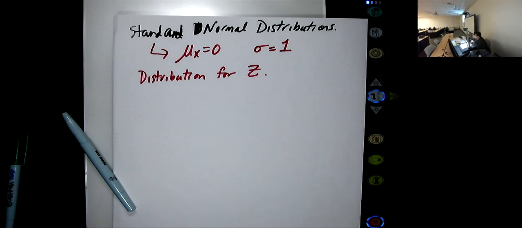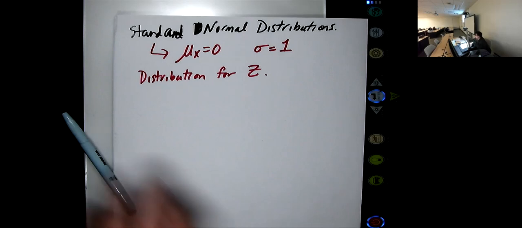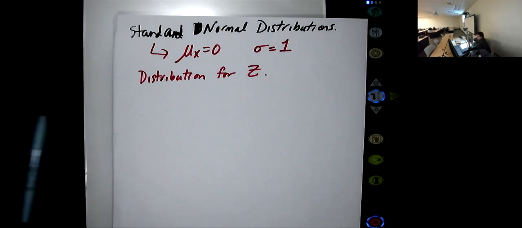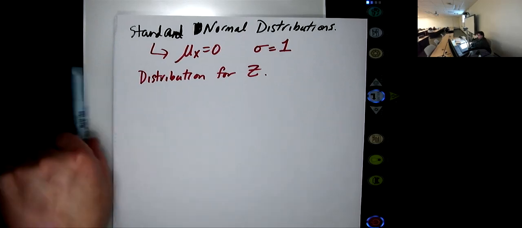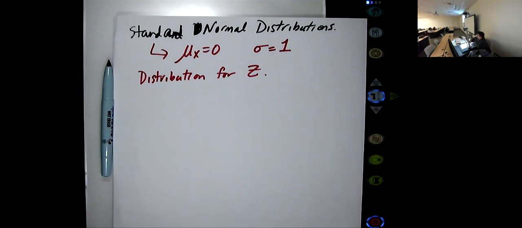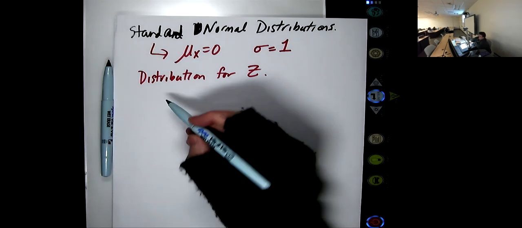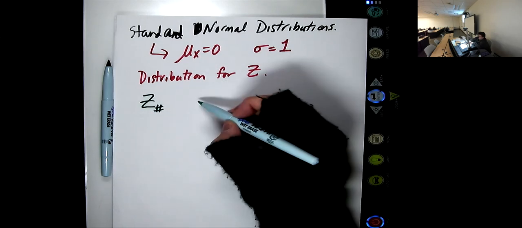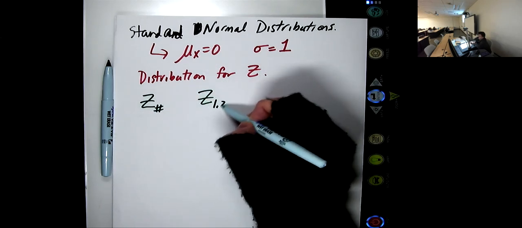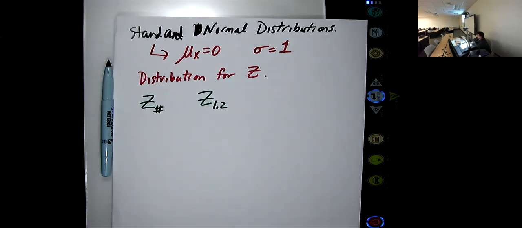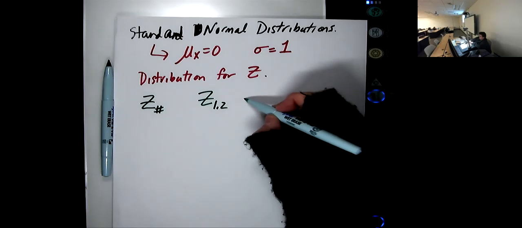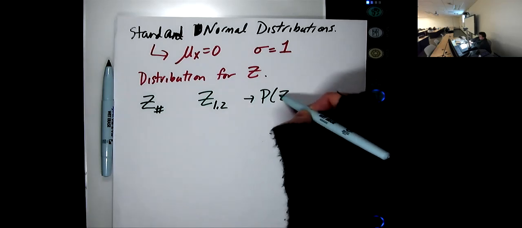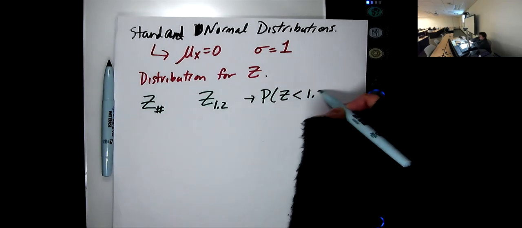Now, I hope I've gotten rid of these problems in the homework. I'm definitely not testing you on this, but if they're in the homework, the notation they like to use is this: if you see Z and a number, such as Z 1.2, what they're asking us to find is the probability that Z is less than 1.2.